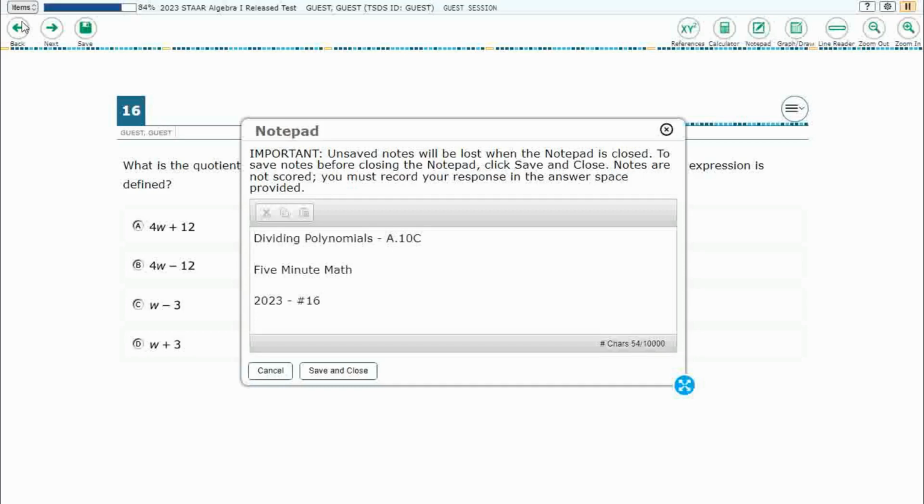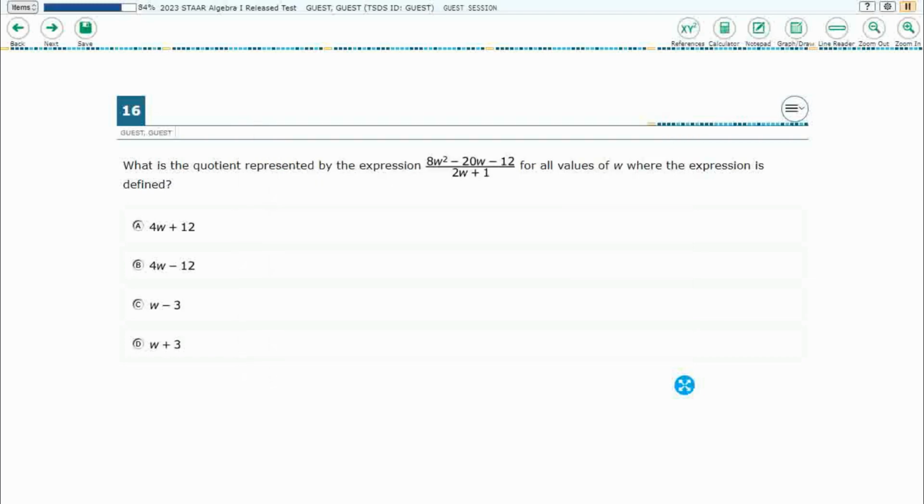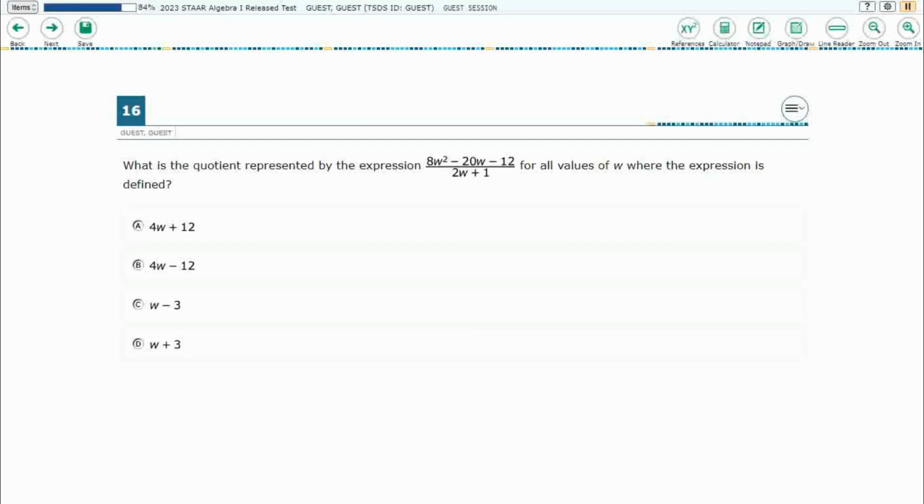Today we are looking at the Algebra 1 concept of dividing polynomials. This is standard A.10C in the great state of Texas, and we are using item number 16 off the 2023 released STAAR test. If you haven't done so already, please go ahead and take a moment to pause the video, work this problem out on your own, unpause it, and we will look at our answers together.